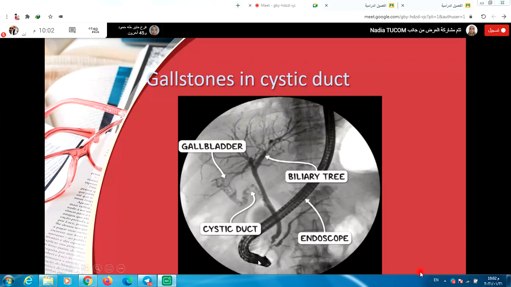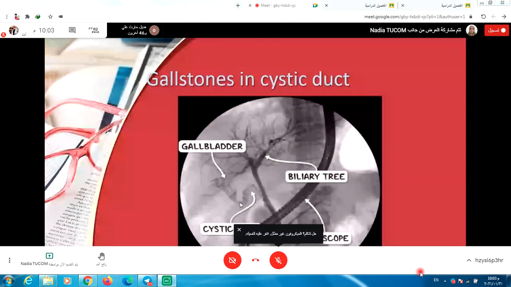Here there is visualization of the common bile duct and the common pancreatic duct. This is the common bile duct, this is the intrahepatic biliary tree, this is the cystic duct, and this is the gallbladder, and you can see the cystic duct containing gallstones, and multiple stones within the body of the gallbladder and within the cystic duct.